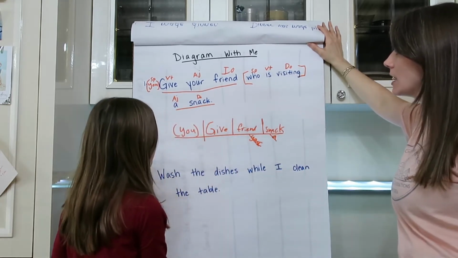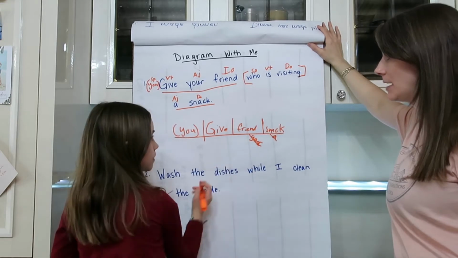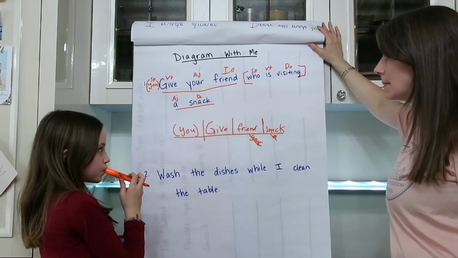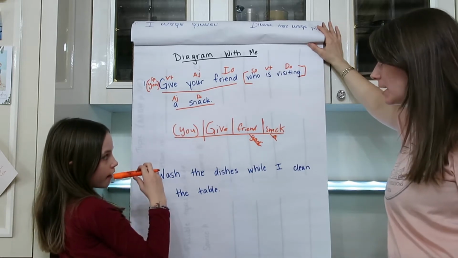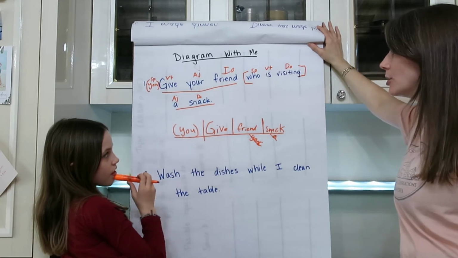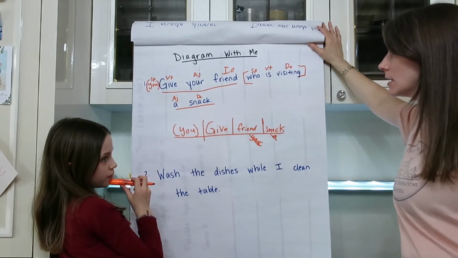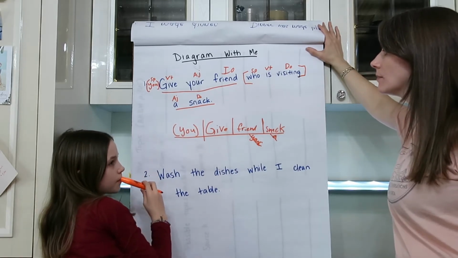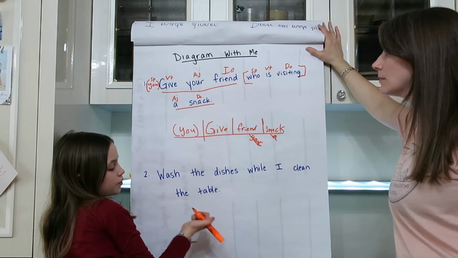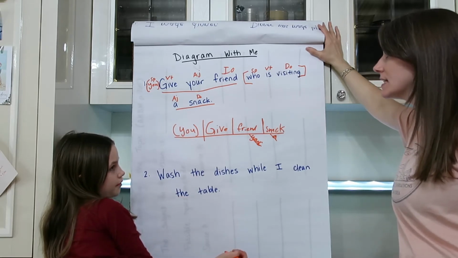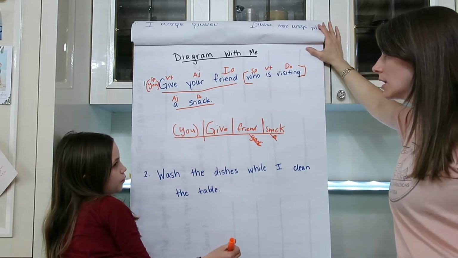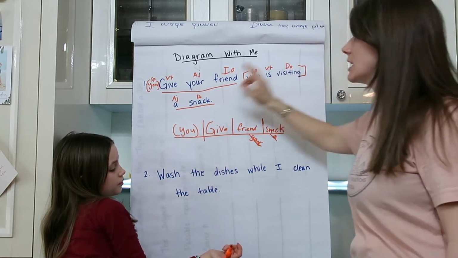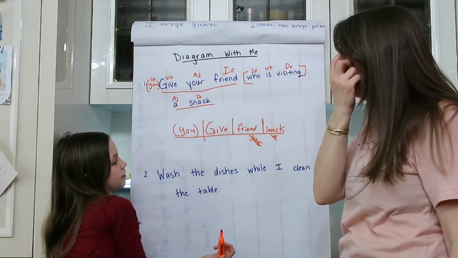Okay, good. Now, this subordinate clause, is it adjectival, describing a noun or pronoun and beginning with who, which? Or is it adverbial, modifying? It's adjectival. So who is it describing? Who is visiting is describing someone. No, it's describing you? Give your friend who is visiting a snack. Who's doing the visiting? Give your friend who is visiting. Yes, friend. So it's describing friend.